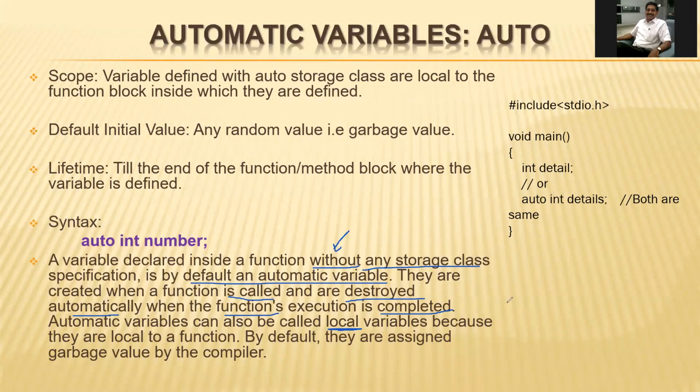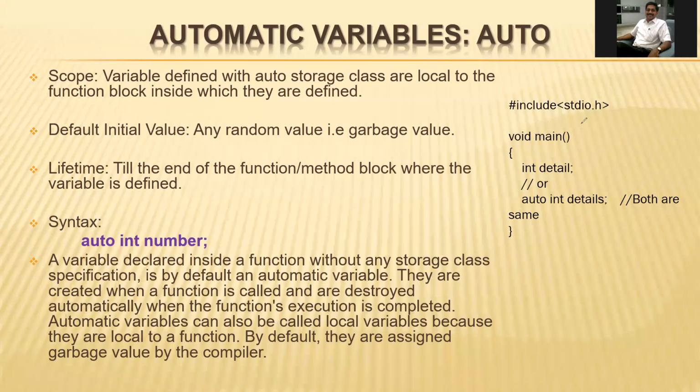All these variables will be called local variables because they are local to a function. Why are these local variables? Because they are local to a function. By default, they are assigned a garbage value by the compiler. That is also a very good thing to know for the automatic variable. So this is the example of the automatic variable.